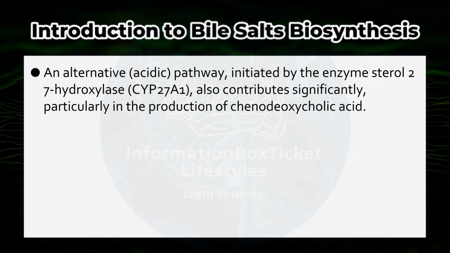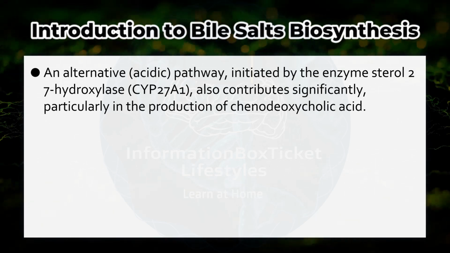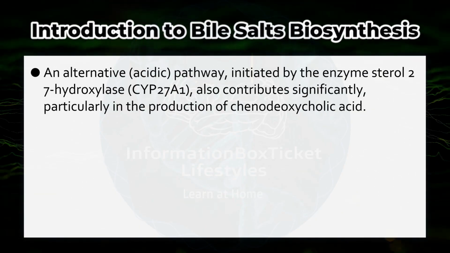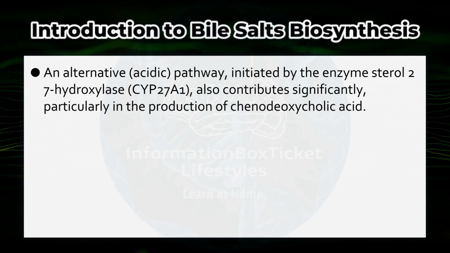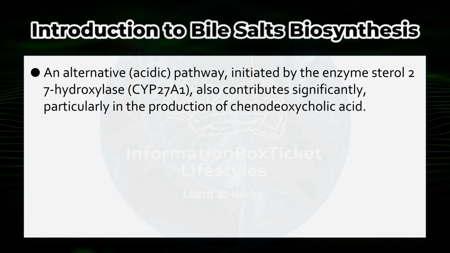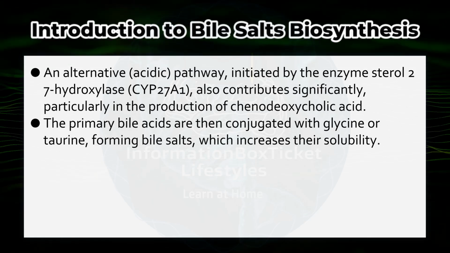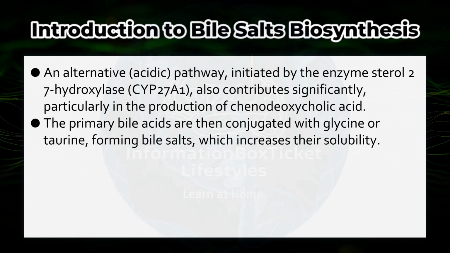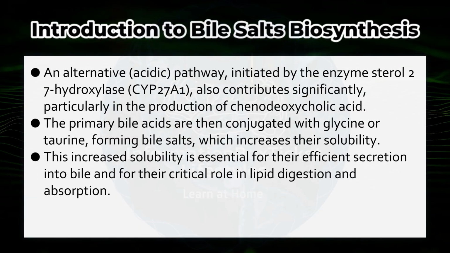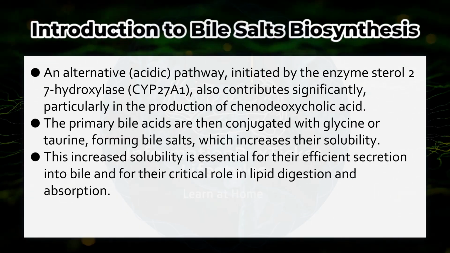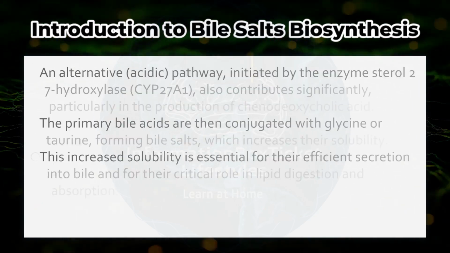An alternative, acidic pathway, initiated by the enzyme sterol 27-hydroxylase, CYP27A1, also contributes significantly, particularly in the production of chenodeoxycholic acid. The primary bile acids are then conjugated with glycine or taurine, forming bile salts, which increases their solubility. This increased solubility is essential for their efficient secretion into bile and for their critical role in lipid digestion and absorption.